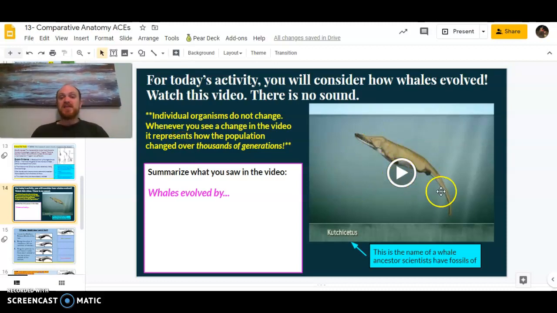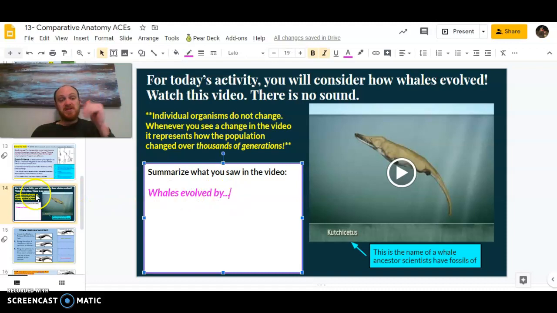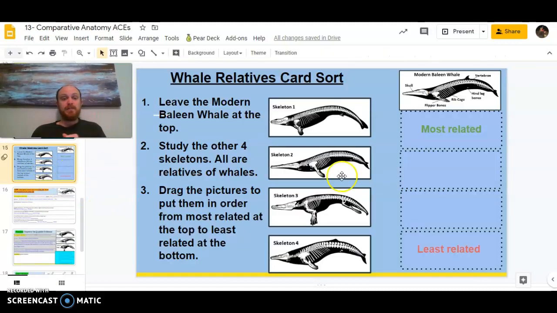So as you watch, this is the best understanding that scientists have of how whales came to be, how they evolved. There's no sound, so don't worry about that. Play this, answer this question. How did whales evolve? See how well you can answer that question.